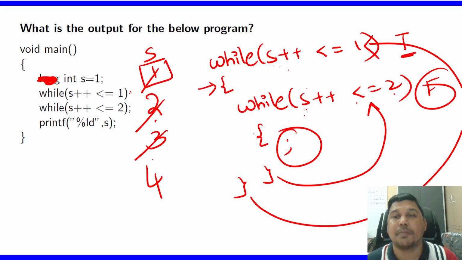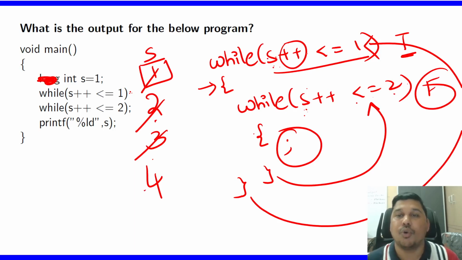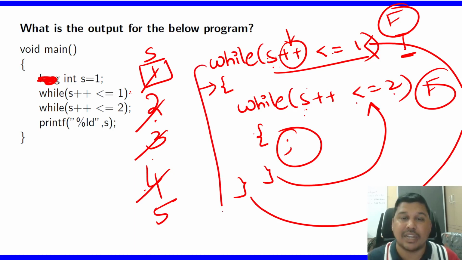Again, there is S plus plus less than or equal to 1. This plus plus is again post increment. I will do it later. What is S value? 4. 4 less than or equal to 1, the result is false. So I have to come out of the loop. But before I come out, there is something which I promised to complete, this plus plus. Because of that, it becomes 5. And the condition is false, you come out of the entire while loop.